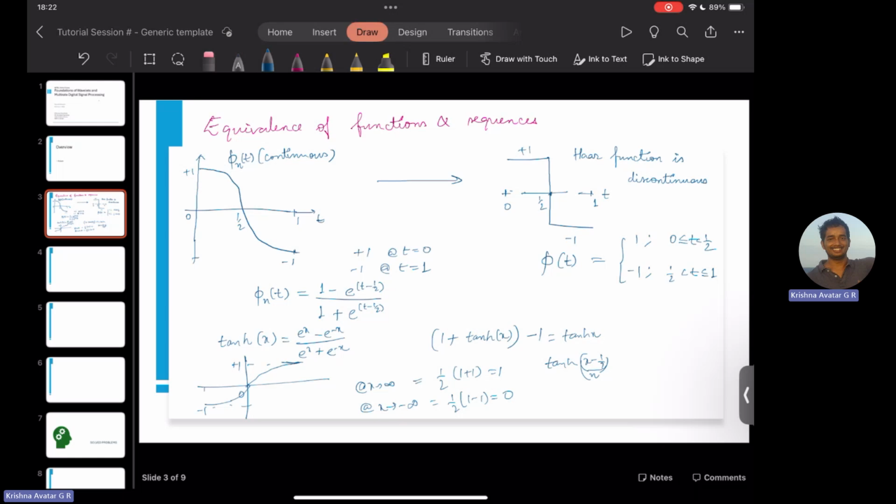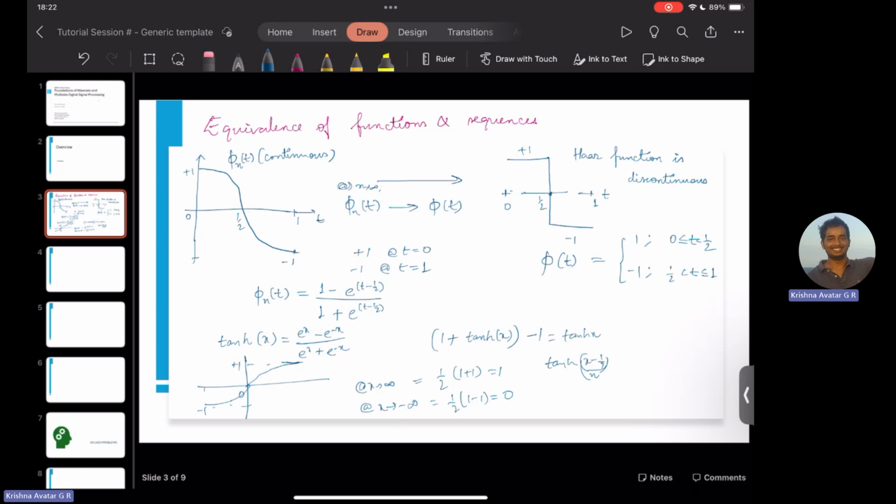So we'll try to answer this in the next session. Ideally, we are constructing a sequence such that as n tends to infinity, this tends to phi of t. So we started with the continuous function, but we ended up at a discontinuous function, which is just a limit, and in the limiting case it will never reach that function. We will be approaching it, but always in a continuous sense, right?